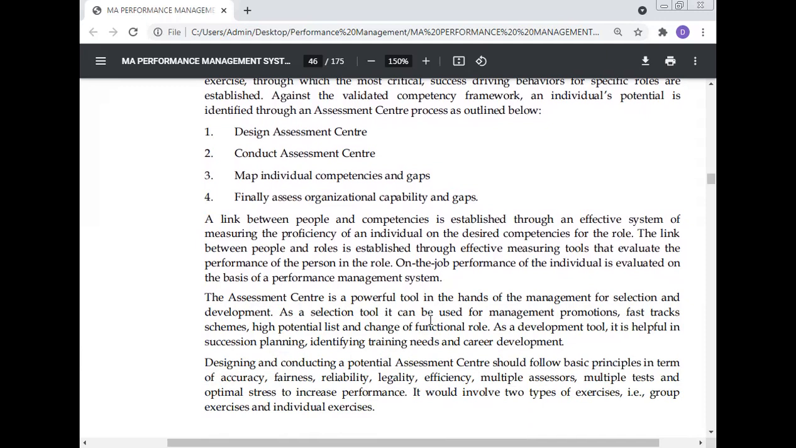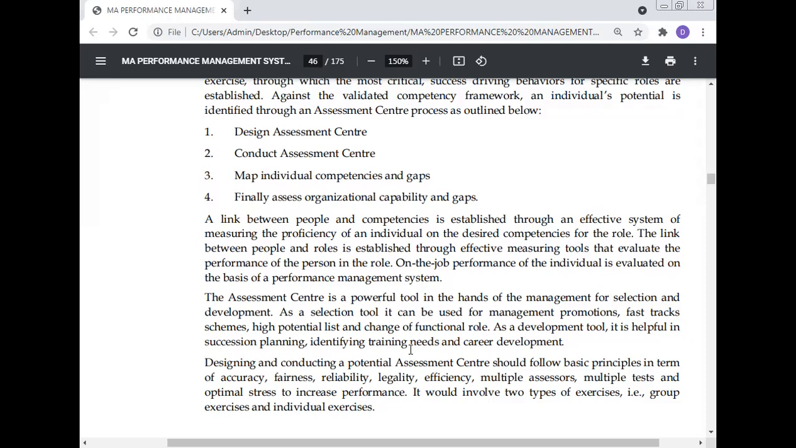The assessment center is a powerful tool in the hands of the management for selection and development. As a selection tool, it can be used for management promotion, fast track schemes, high potential list, and change of the functional role. As a development tool, it is helpful in succession planning, identifying the training needs and the career development.